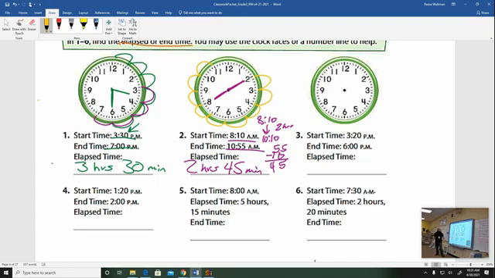Okay, start time, 3:20. End time, 6 p.m. Elapsed time. We are starting at 3:20. Where should I draw the shorthand for 3:20? The shorthand's going to be at the 3. And go ahead and get yourself some water. Where do I draw the long hand for 3:20, Jack?